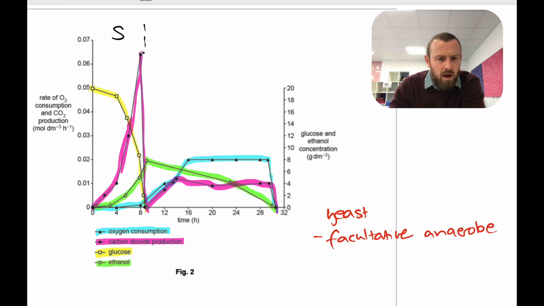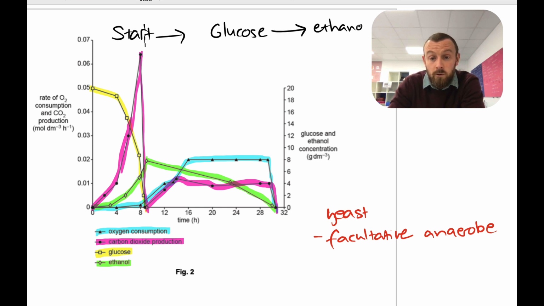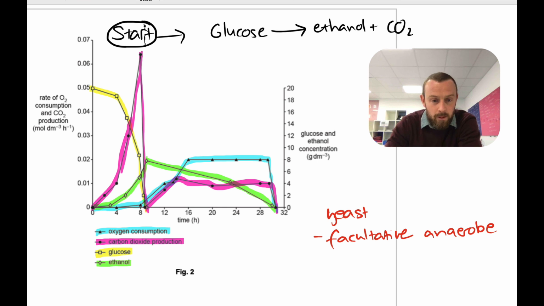What else is building up? Ethanol is building up, and the shape of the curve is almost exactly the same as the shape of the carbon dioxide curve. So this tells us that at the start, we're having glucose being fermented into ethanol plus CO2. Okay, so that's what's going on at the whole start phase up here.